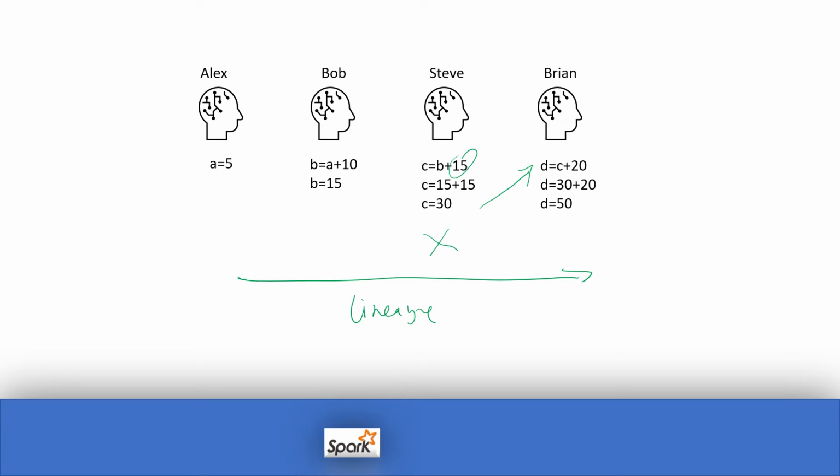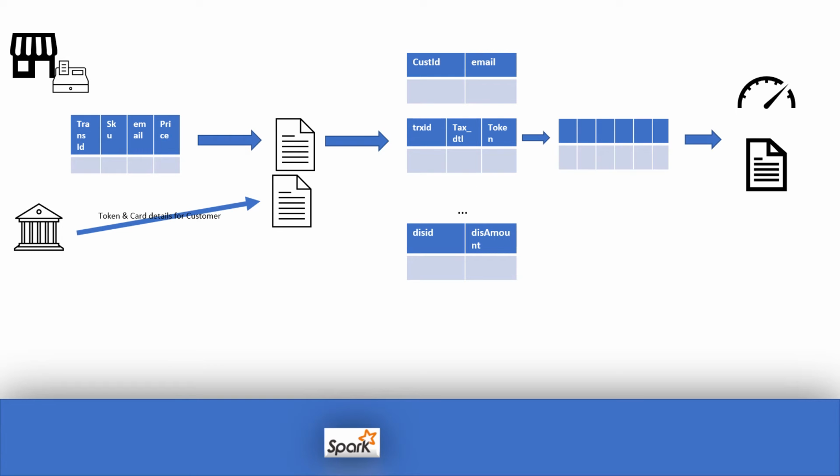So this is a kind of lineage. Now if you convert this into data, let's go through one practical example. Let's say a customer goes into the store, does shopping for an item, selects that item, goes to the counter, and pays the bill.